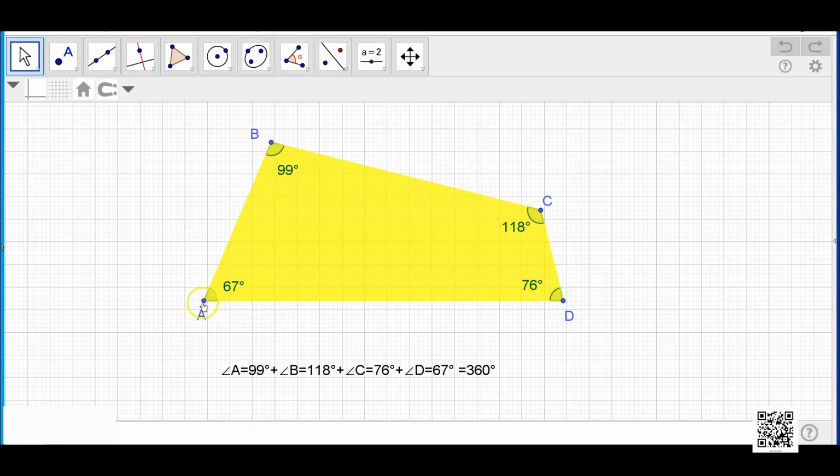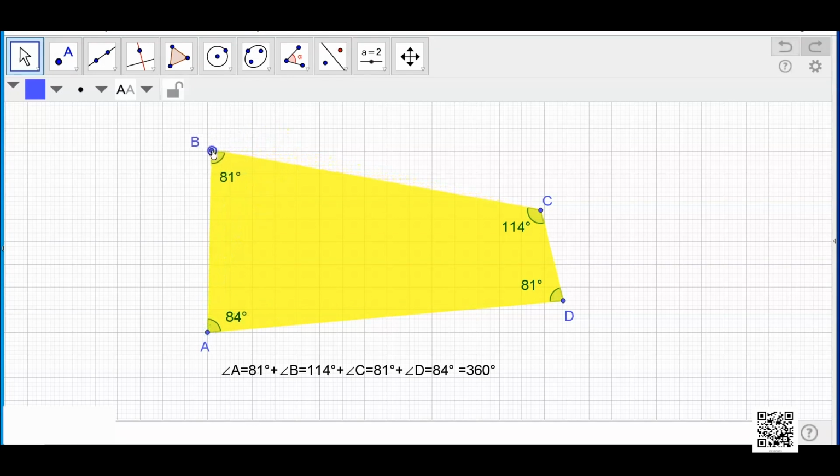So, if I change the shape of this quadrilateral, will the sum of the interior angles remain 360 degrees or will it change? So, let us go and see now. Now, I am trying to change the shape of this quadrilateral. You can see the interior angles are definitely changing. But can you see that the sum is still remaining 360 degrees only.